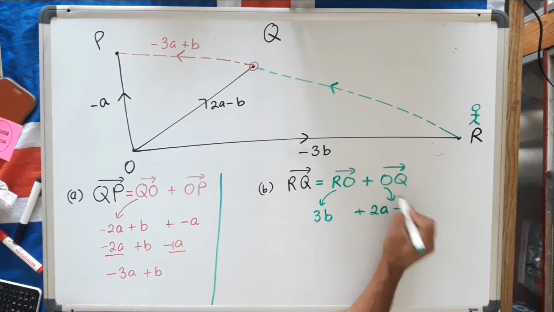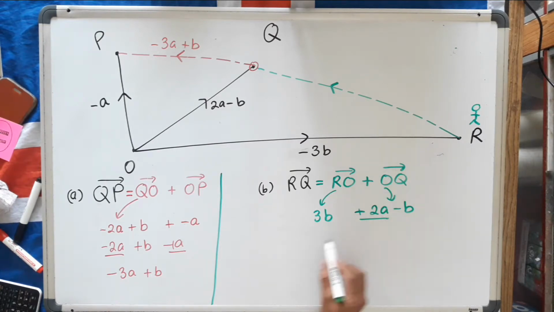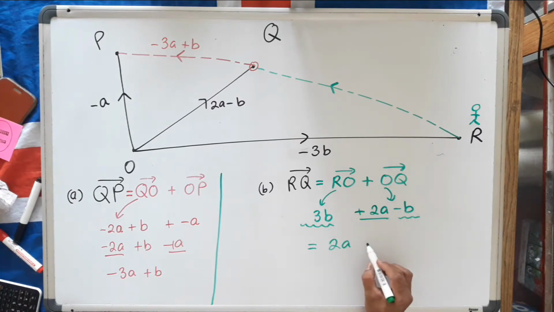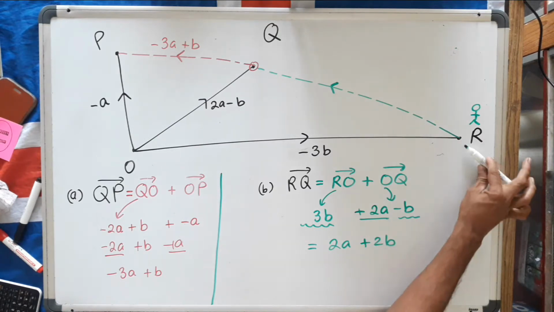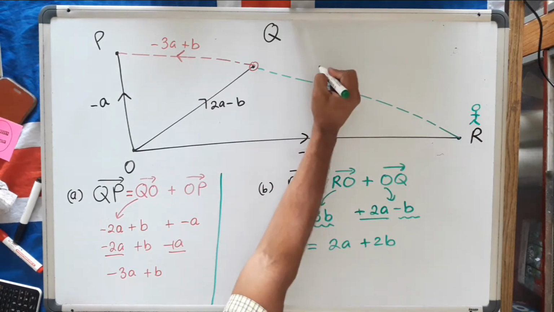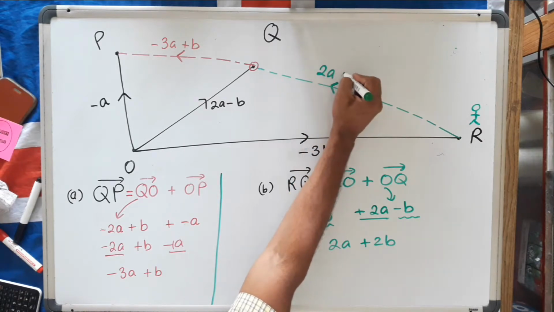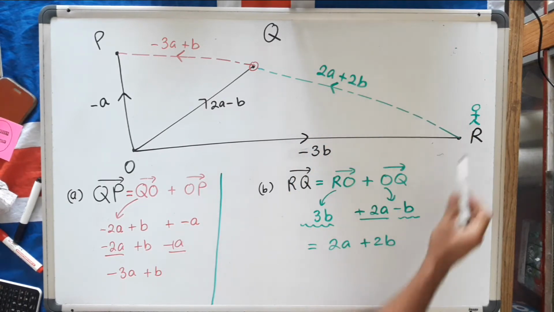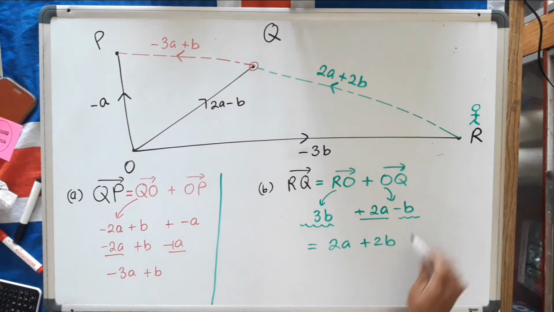So let's add up all the A's and all the B's. And only have one set of A, 2A, and add up all the B's. 3B minus 1B is positive 2B. So the value from R to Q is 2A plus 2B. I put the value on my diagram complete with my arrow.